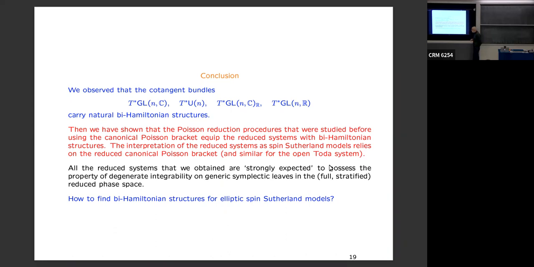And one of the open problems, which maybe I will work on if I have enough energy, is to try to generalize this kind of construction for elliptic models. But for that, you have to consider some infinite dimensional starting phase spaces, which makes life more difficult. And I'm not sure it will work, but let's hope it will work. Thank you very much. This is all.